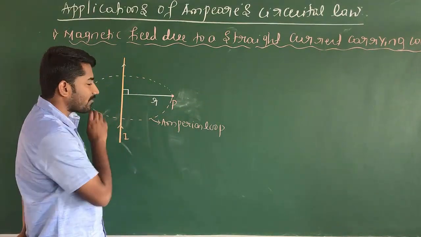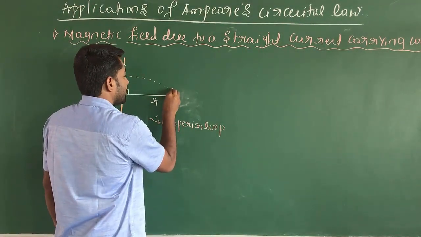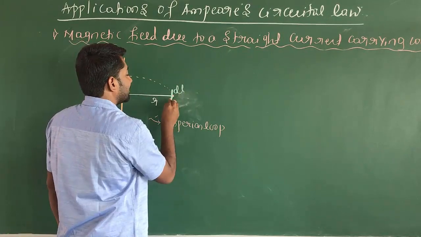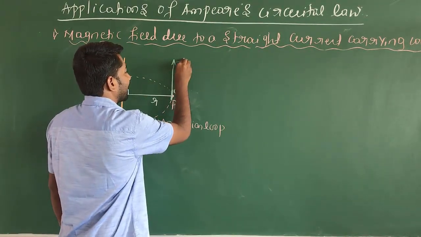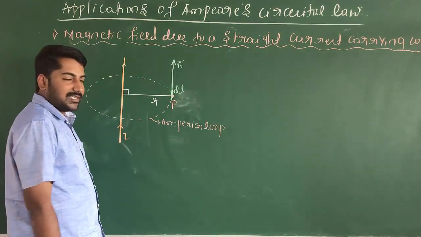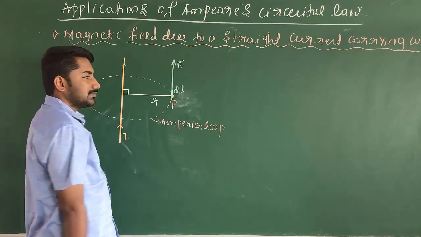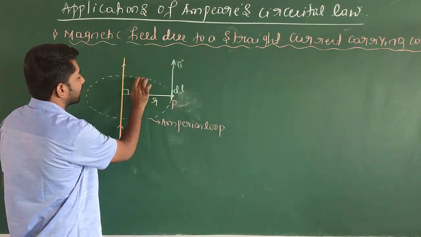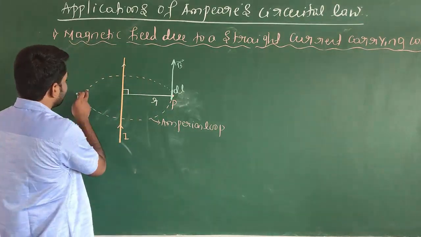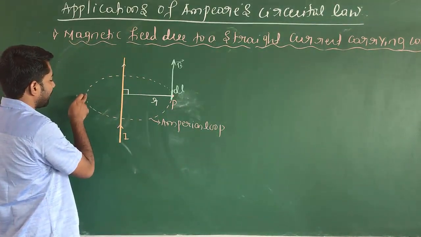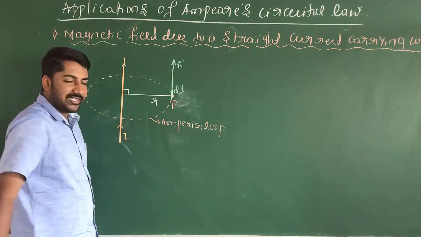In that n number of current elements, now I consider one current element. This is the small current element. dl is the current element and B is the magnetic field, which is a vector quantity. Here the direction of the current element and the magnetic field are the same. If you consider the current element in this direction, the magnetic field is moving in this direction. The current element is here, the magnetic field is moving in this direction.